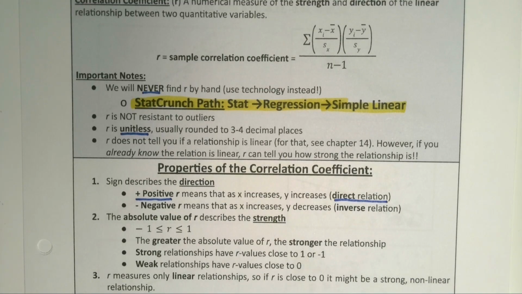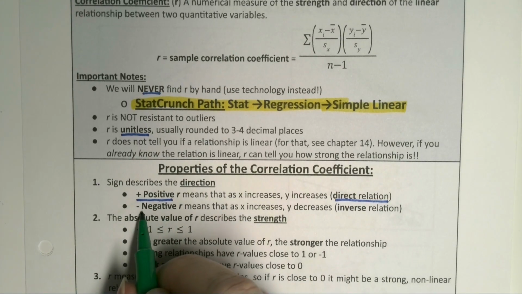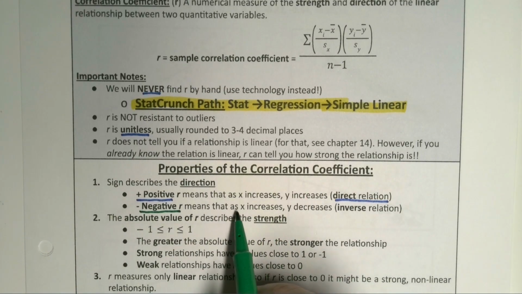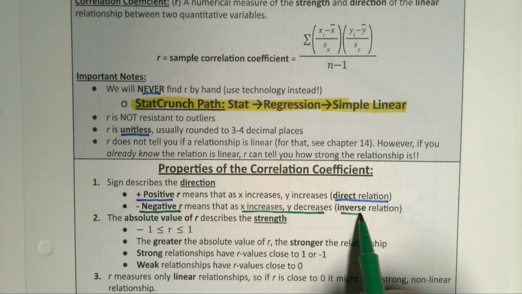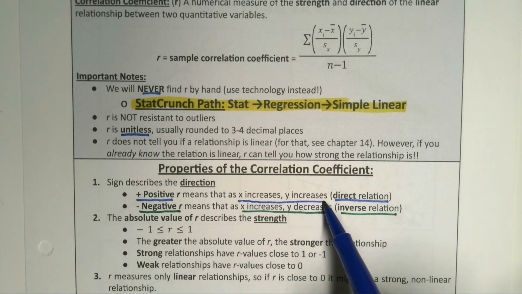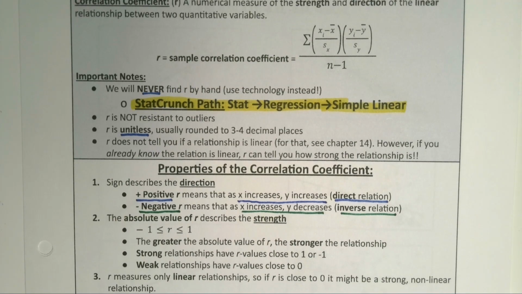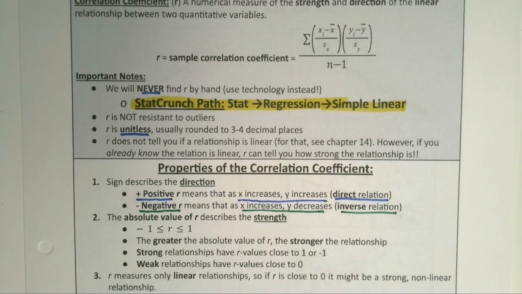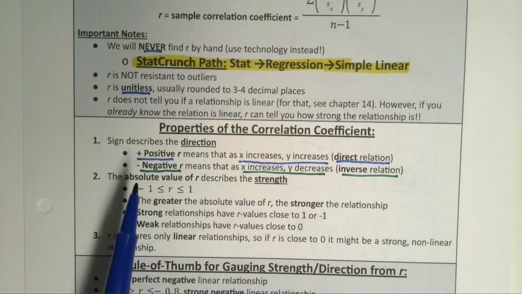Or it could be negative. If it's negative, then that means that as x increases, y decreases. And that's an inverse relationship. So those are the two big ones, right? Positive or negative. 0 would actually mean that there is no relation, which we'll see down below. So that would be the third option right here.